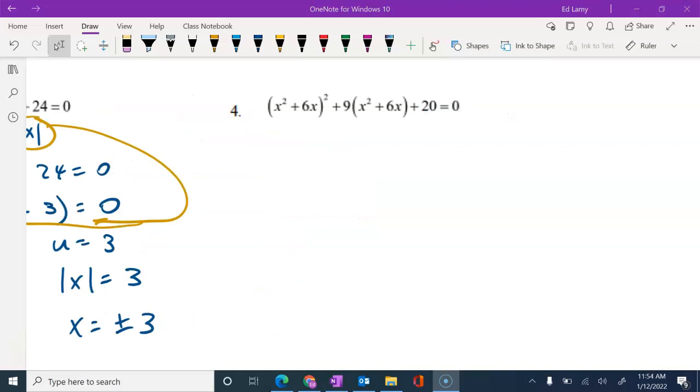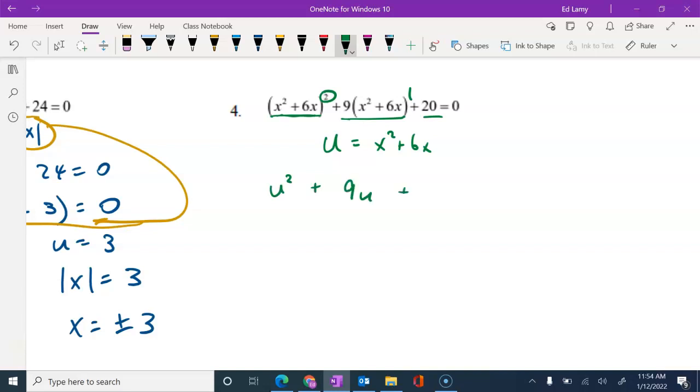Example 4. We've got, like we did before, 1 term, 2 terms, 3 terms. To write it in ax squared plus bx plus c form, we'll just take that binomial right there. It's got a degree 1 right here and a degree 2 right there. So we can write with u substitution that u equal that binomial, x squared plus 6x, and substitute it. That first term becomes u squared. The next term becomes 9u. And we make a simple quadratic out of something that looks complex.